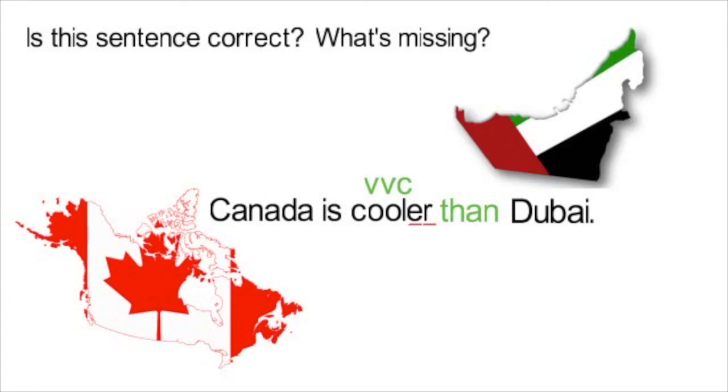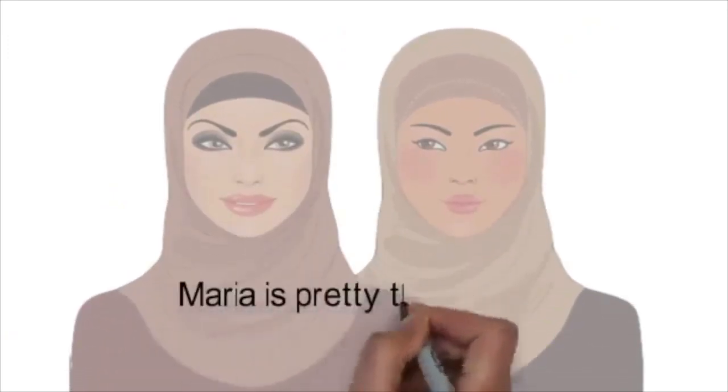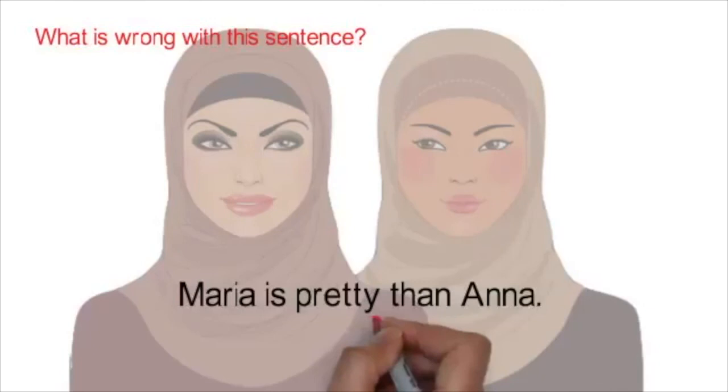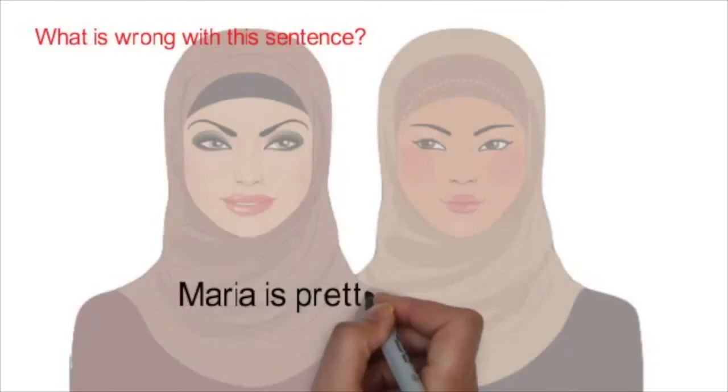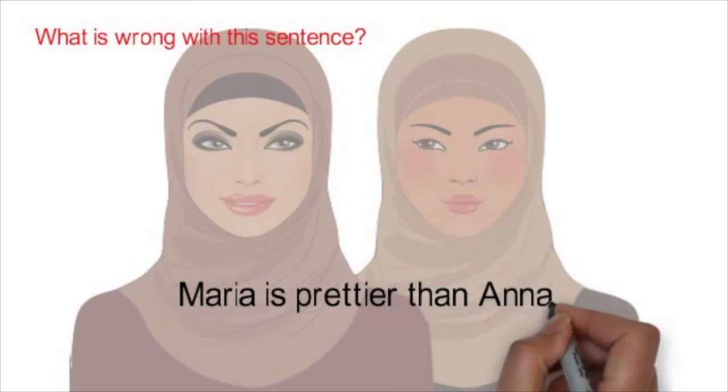Okay, let's take a look at this sentence. Maria is pretty than Anna. What's wrong with this sentence? That's right. The word pretty needs to be changed to prettier than. Pretty ends with a Y, so we take away the Y and add IER.